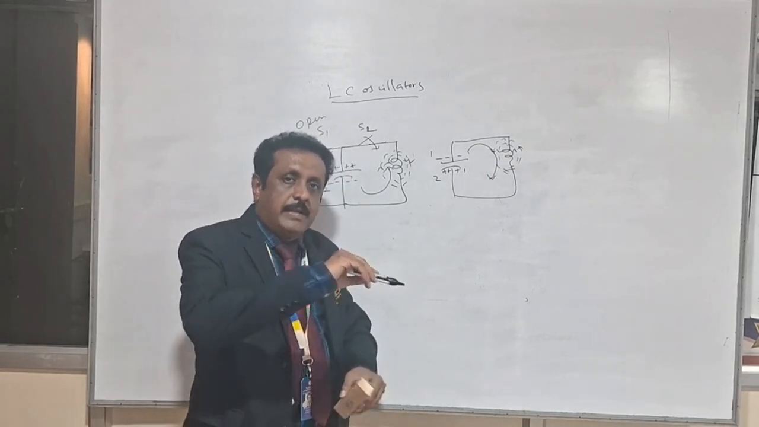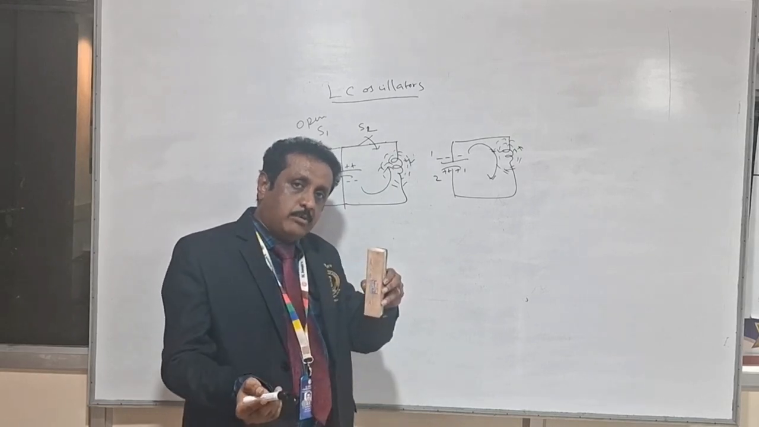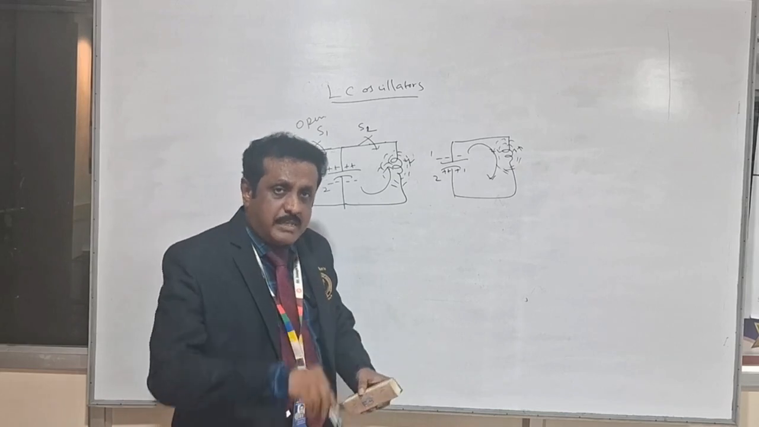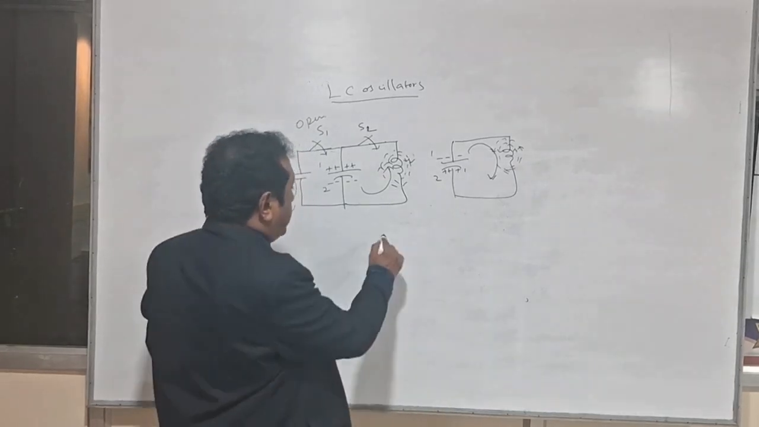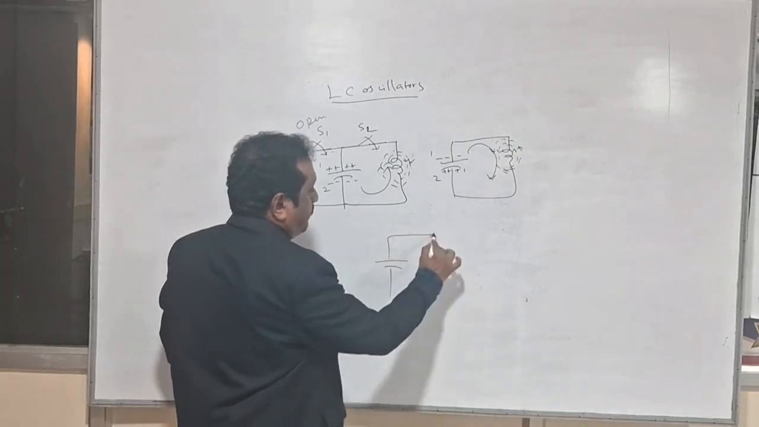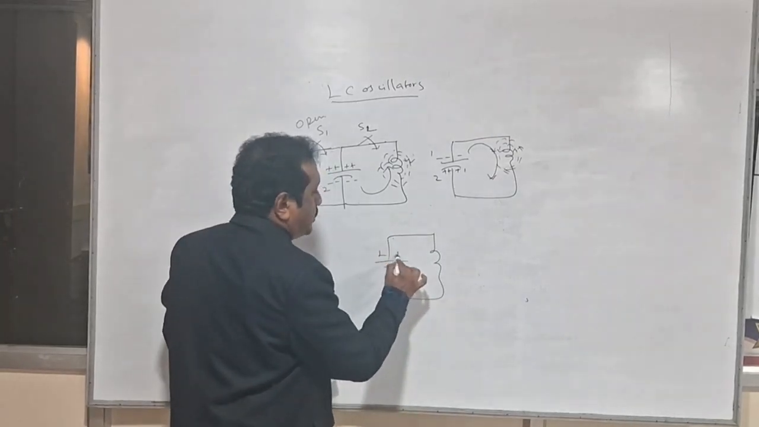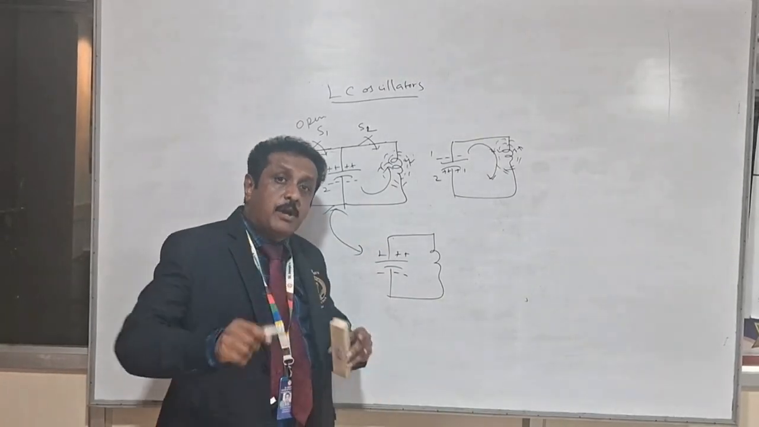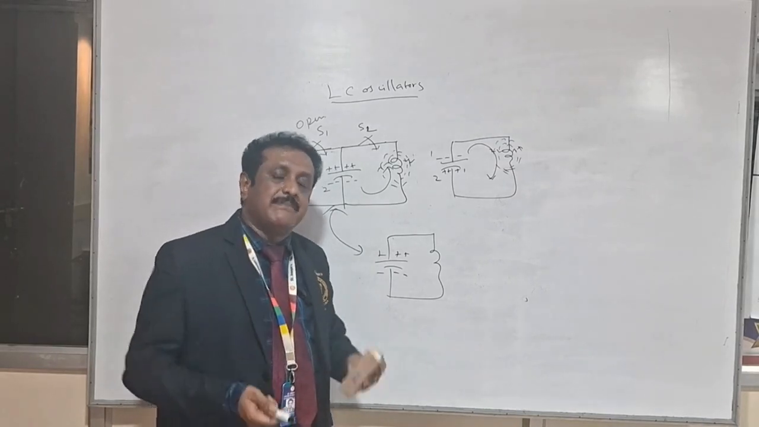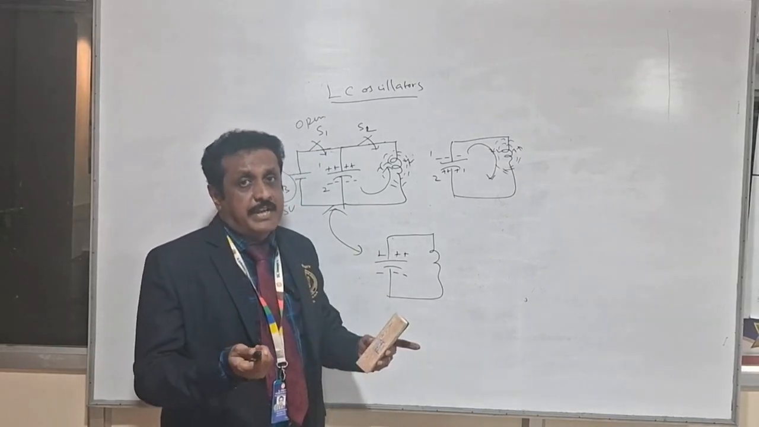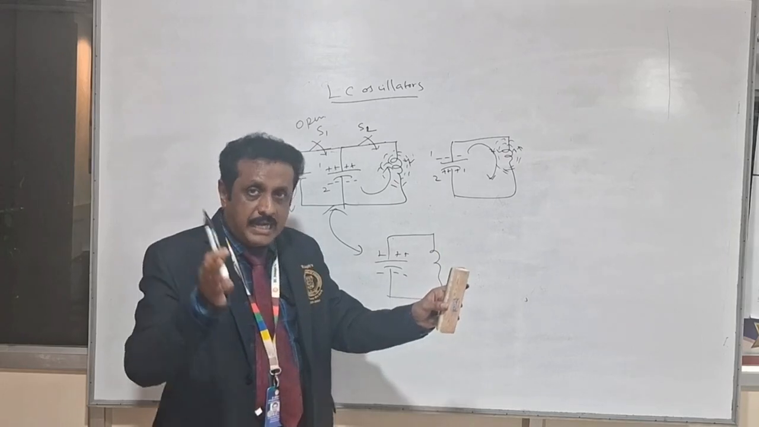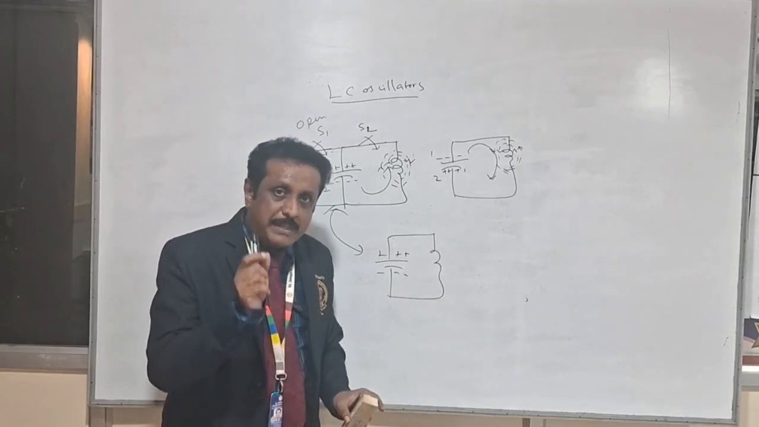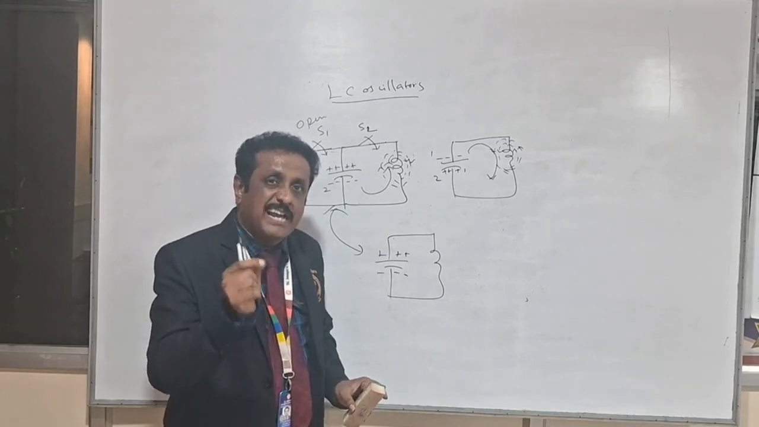Once the current flow stops, the field around the coil starts collapsing. It keeps the electron flow in the same direction. Again, the lower plate becomes negative and the upper plate becomes positive. The same diagram will repeat. This process repeats again and again. This interchange of energy between electric field and magnetic field will generate oscillation. That is the basic principle of oscillation of the LC oscillator.